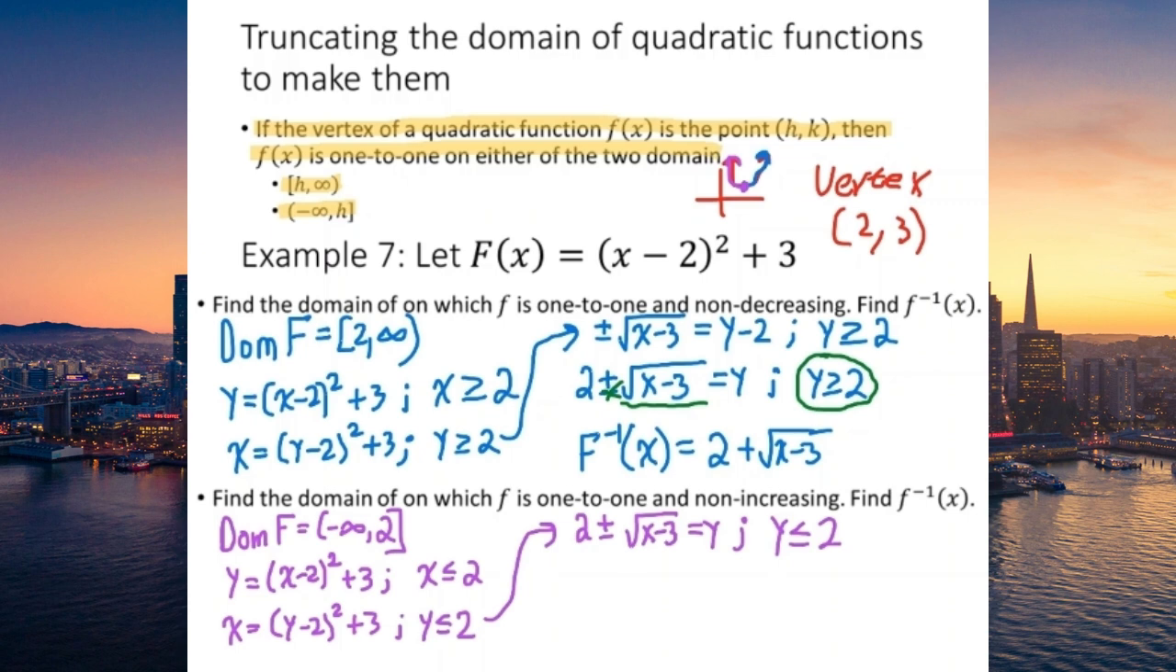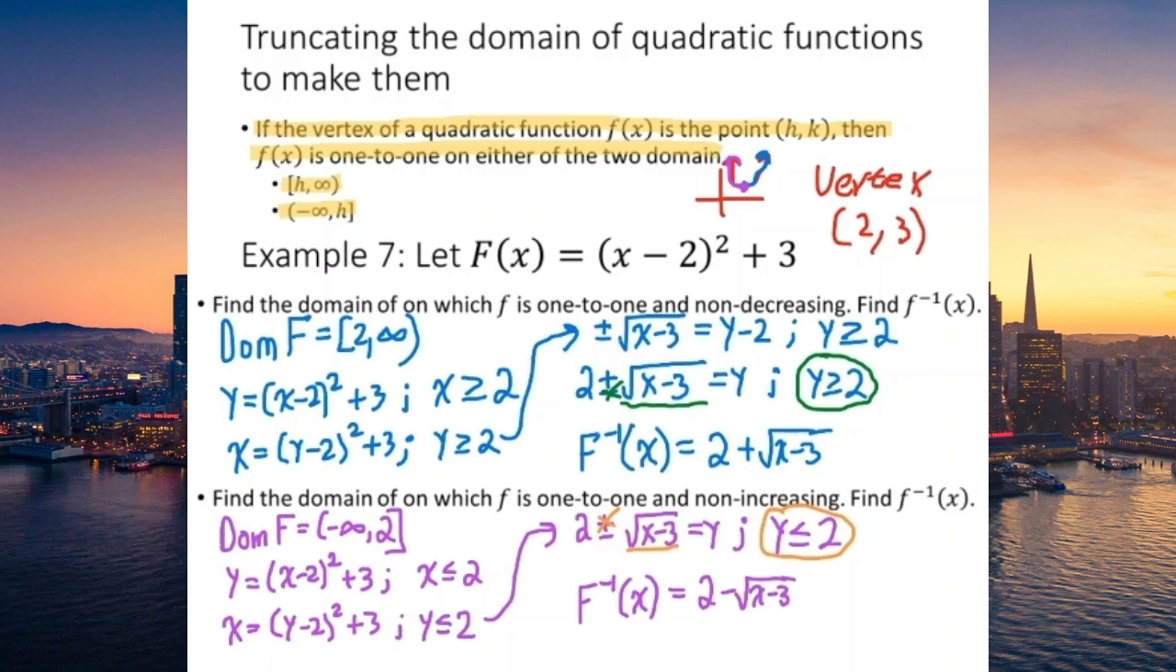So thinking about what sign I should keep, the plus or the minus, I would look at the fact that I want y to be less than or equal to 2. Again, the square root of x minus 3 is non-negative. If I take 2, add a non-negative number to it, I'm going to get something bigger than 2. But this time I want something smaller than 2. So I don't want the plus. But if I do 2 minus something that's non-negative, it is going to make it smaller than 2. So here I do want to keep the minus. So my f inverse of x this time is 2 minus the square root of x minus 3.